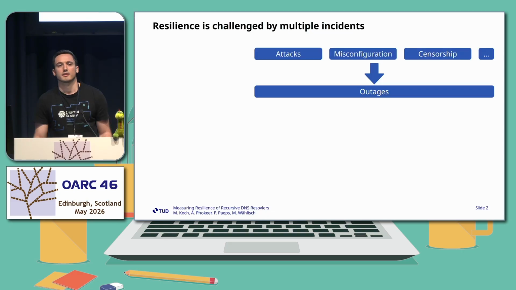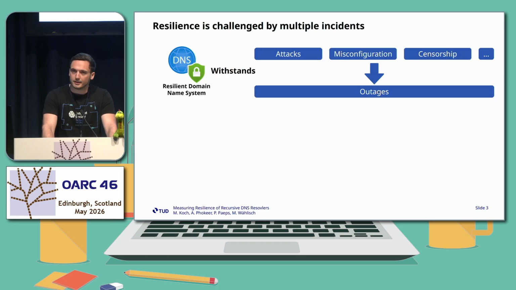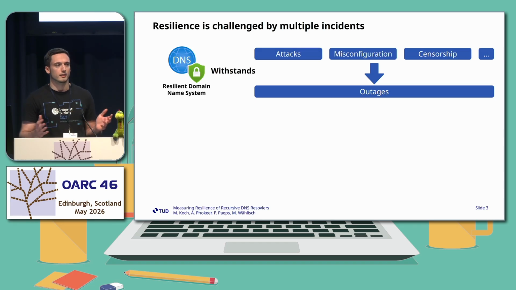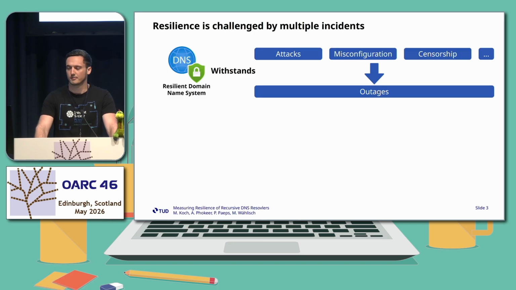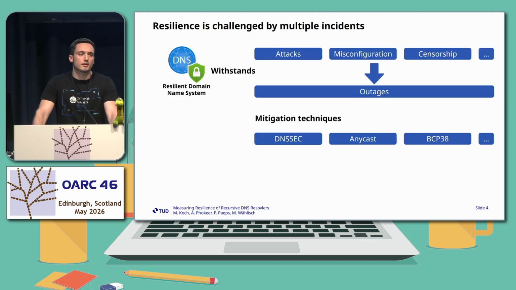So, resiliency is challenged by multiple incidents. These incidents can be attacks, misconfigurations, and also censorship, which all lead to outages. And the idea is, of course, that a resilient domain name system withstands these outages. So there are several mitigation techniques that have been developed in the past to help make the DNS more secure, more reliable, and also more resilient. But of course, the DNS is still not perfectly resilient.